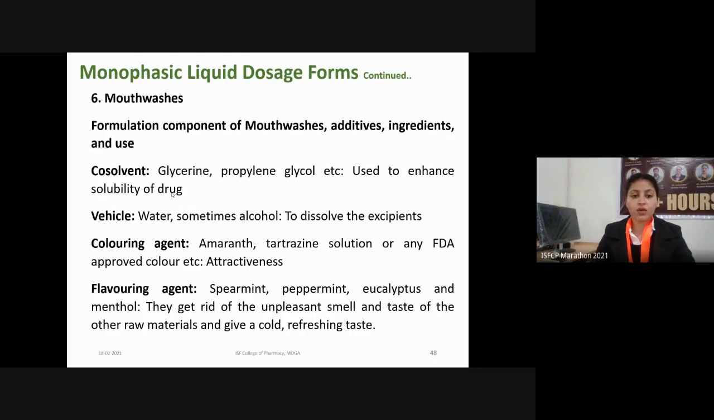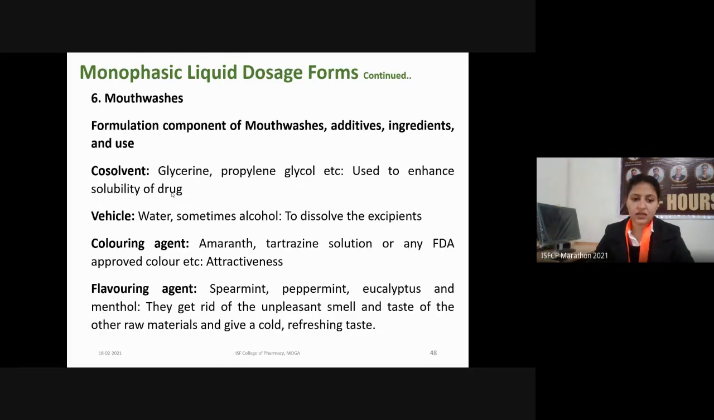Now, the components that we use for the formulation of mouthwashes, the additives and ingredients, are: first component is co-solvent. Glycerine, polyethylene glycol is used to enhance the solubility of the drugs in the mouthwashes. Vehicles that we use: most commonly, we use water as a vehicle in the mouthwashes, but sometimes we can also use alcohol to increase the solubility of the excipients.